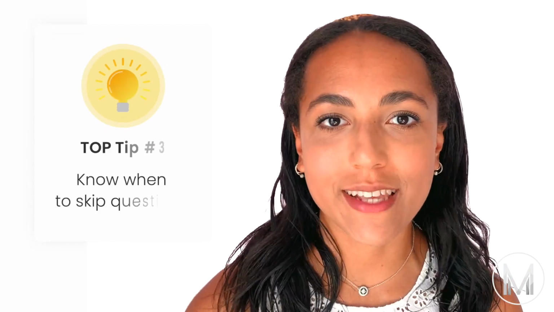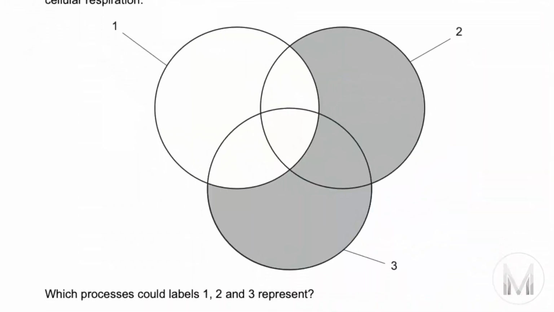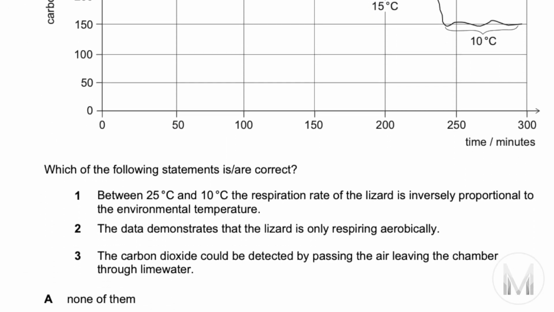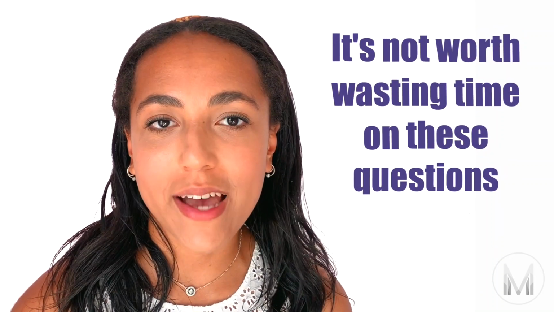Tip number 3 is know when and when not to skip questions. I found that in my BMAT, as it is with a lot of other different exams, there are some questions you'll be able to answer immediately and some will take quite a bit more time. However, it can be quite easy to get bogged down by one question that you just seem unable to answer. And even when you do get an answer, you're not even sure if it's going to be right. It's not worth wasting time on questions like this.